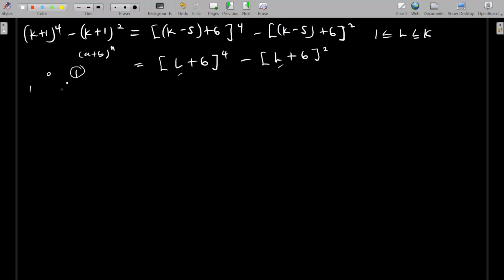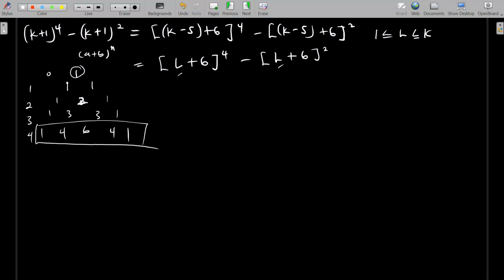But if n is 1, then I'm going to get a plus b, which means the coefficients are 1 1. If n is 2, the coefficients are 1 2 1. If n is 3, I'm going to have 1 3 3 1. If n is equal to 4, I'm going to have 1 4 6 4 1, right? So these are going to be my coefficients. Notice that these are the powers I'm talking about, right?